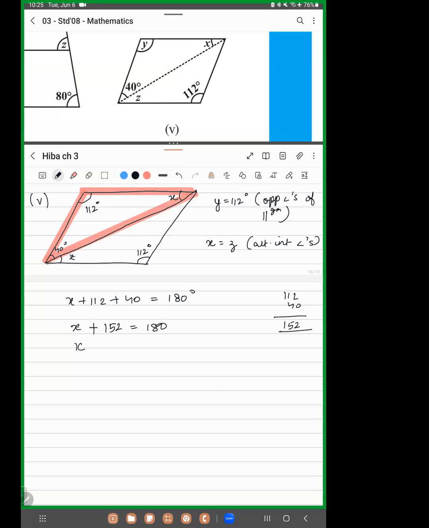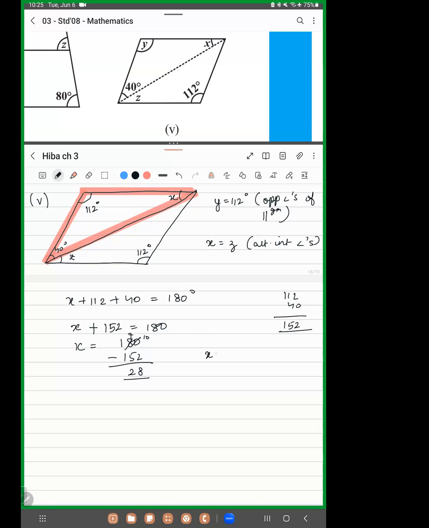Now x equals 180 minus 152, which is 28. Oh, we have to subtract. Yes. ठीक है? So it's going to be 18 degrees. 28 बेटा. अभी तो दिखाया मैंने आपको. Oh yeah, sorry. ठीक है? So x is 28.